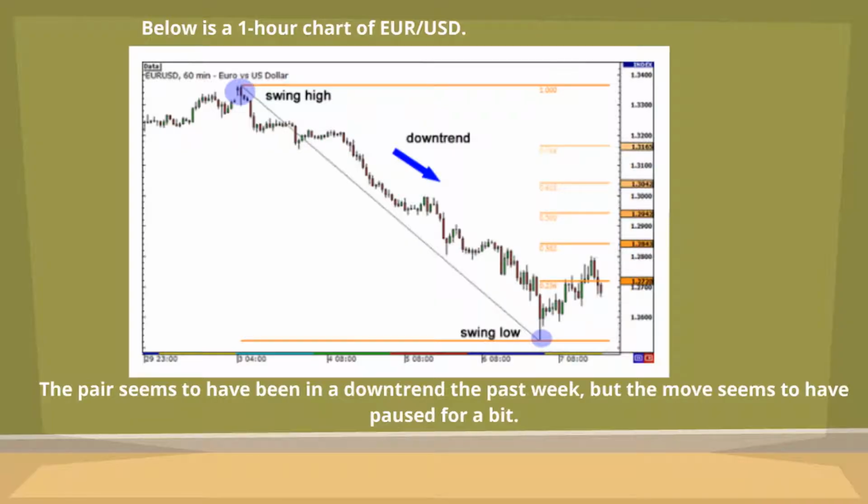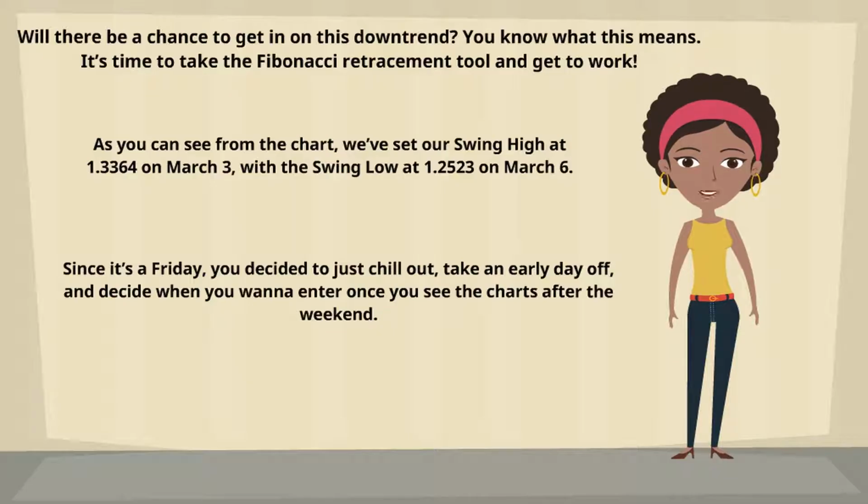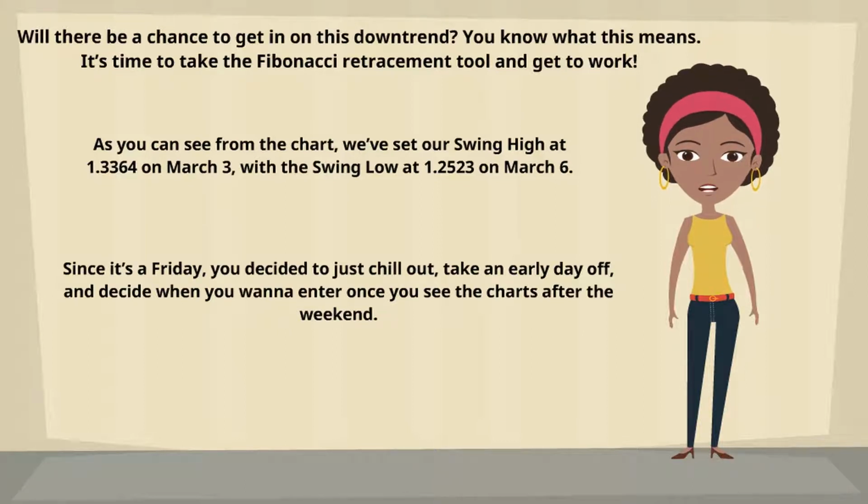Below is a 1-hour chart of Euro to US dollar. The pair seems to have been in a downtrend the past week, but the move seems to have paused for a bit. Will there be a chance to get in on this downtrend? You know what this means. It's time to take the Fibonacci retracement tool and get to work. As you can see from the chart, we've set our swing high at 1.3364 on March 3rd, with the swing low at 1.2523 on March 6th.